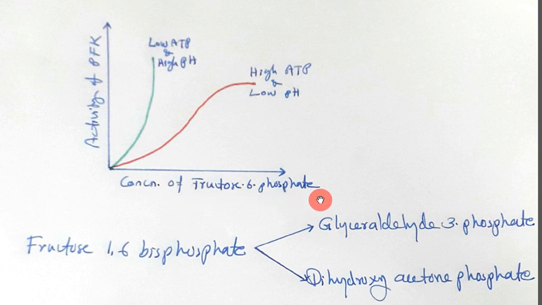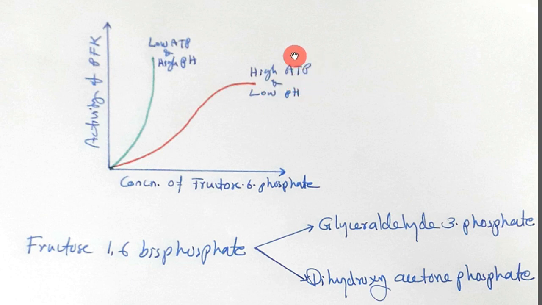Fructose 6-phosphate is the substrate for PFK. As its concentration increases, usually the enzyme activity also increases up to a particular level. But at low ATP level and high pH, even at a low concentration of the substrate, fructose 6-phosphate, the PFK activity will be very high. You can clearly see this in the graph. Whereas at high ATP level and low pH, the reaction rate is much slower.